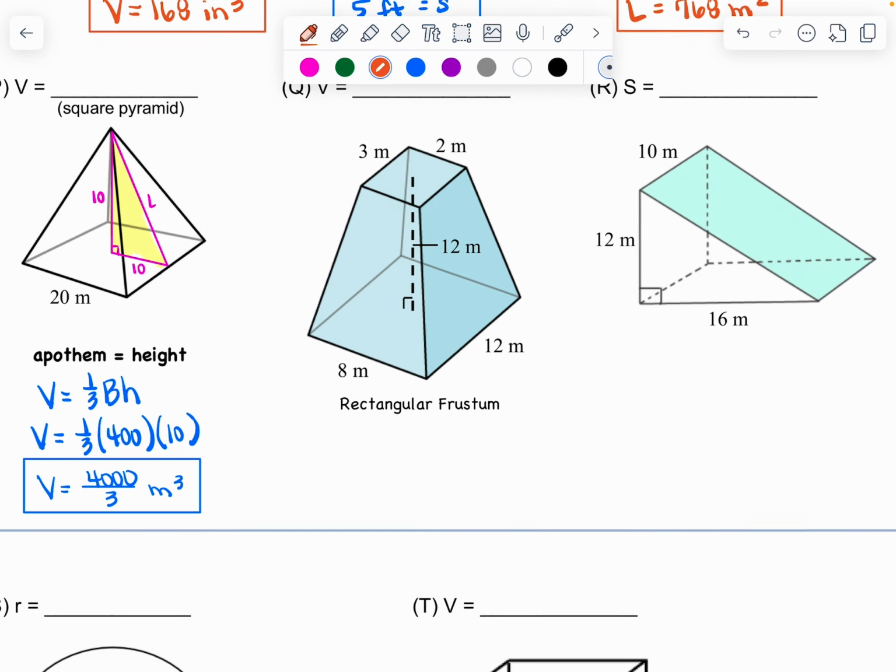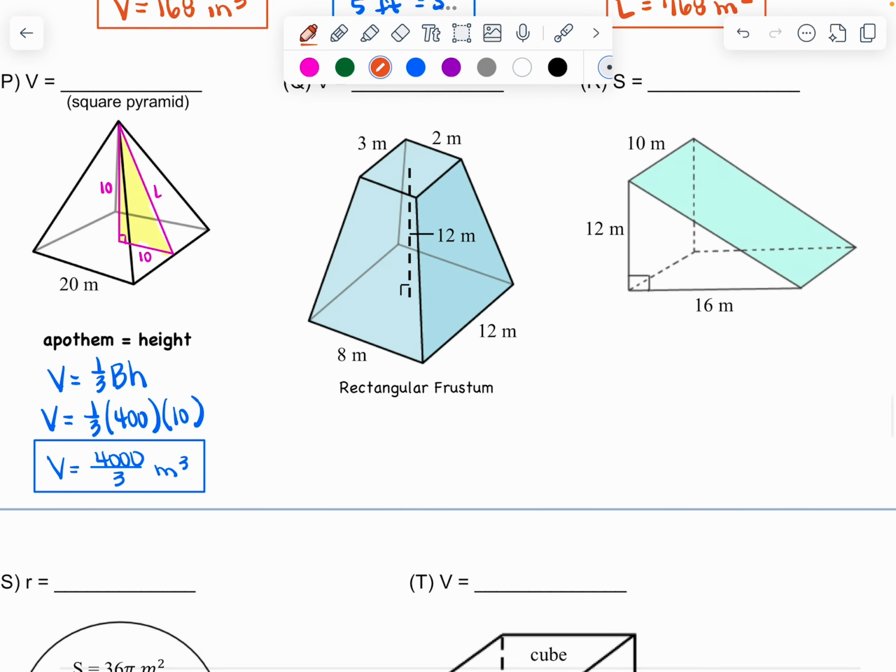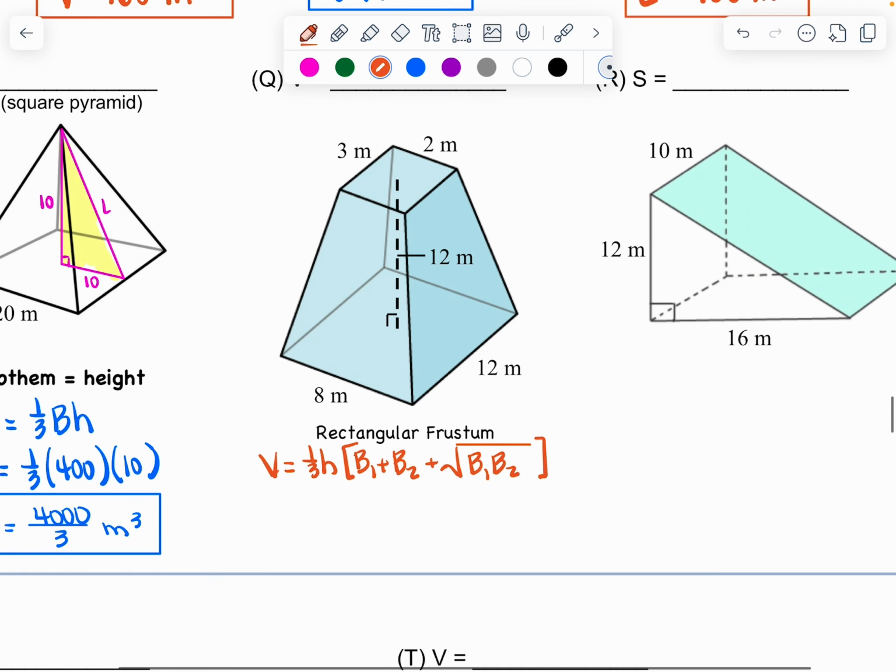Okay. All right, letter Q. You knew we had to get to it sometime. It's a rectangular frustum, right? And so we just learned that big volume formula the other day. I'm going to go ahead and write that down really quick. So 1/3 H times B1 plus B2 plus the square root of the product of B1, B2.